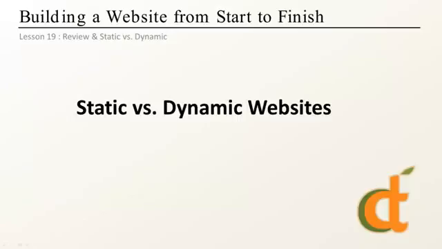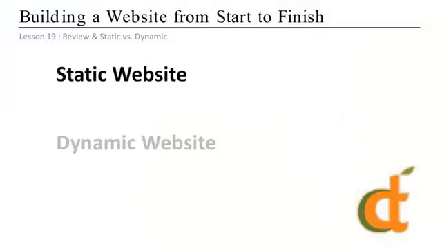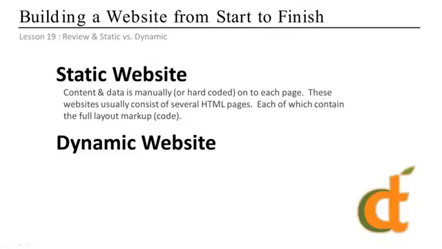So let's talk about this. We have two types of websites for the most part. There's static and dynamic. Now, static websites are kind of what we just talked about, where things are hard-coded or manually put into each page, which means we actually have to have a page for each, say, topic on the website, be it hosting, services, etc.